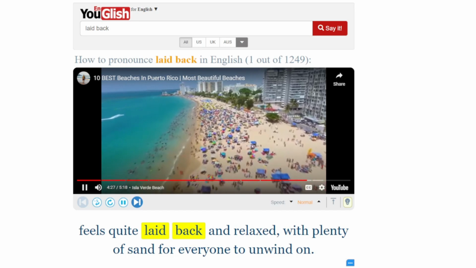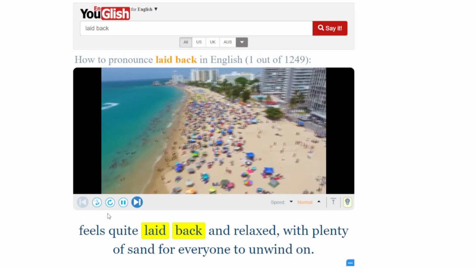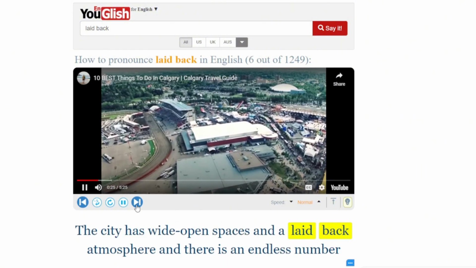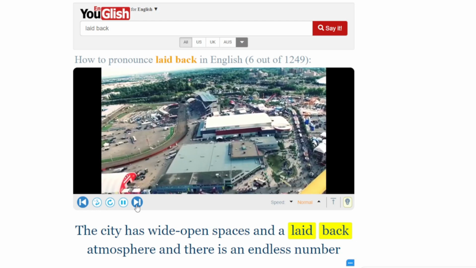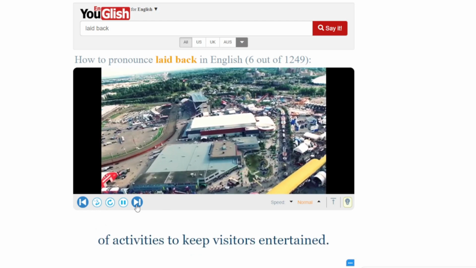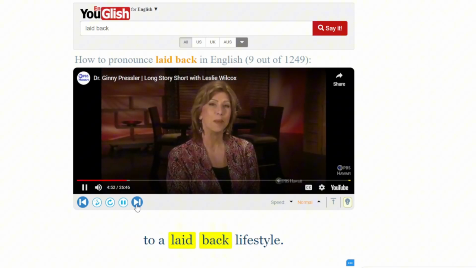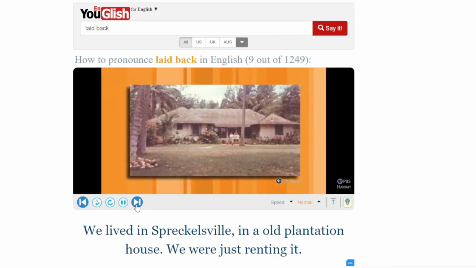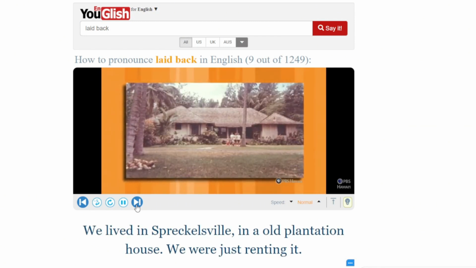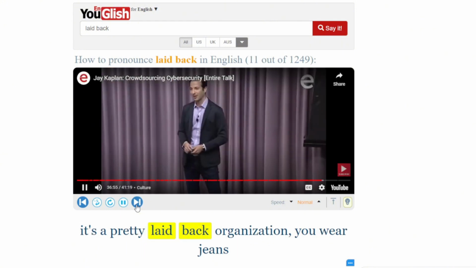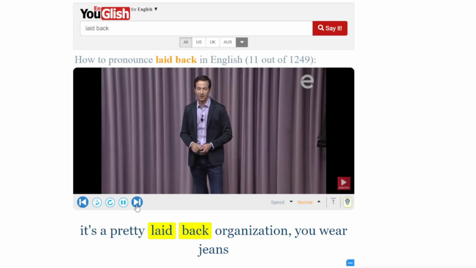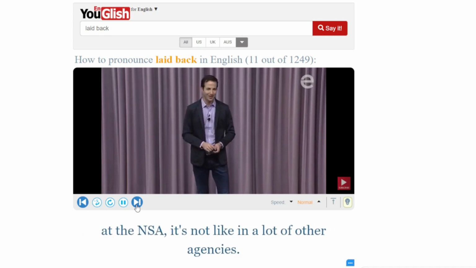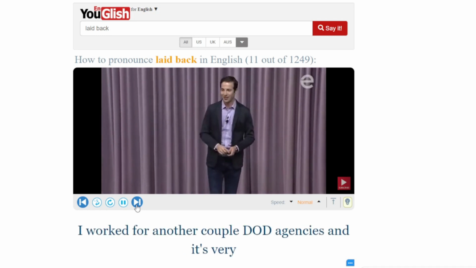Isla Verde, it feels quite laid back and relaxed, with plenty of sand for everyone to unwind on. And at number 1 is Flamenco. The city has wide open spaces and a laid-back atmosphere, and there is an endless number of activities to keep visitors entertained. To a laid-back lifestyle. And you lived where on Maui? We lived in Sprecklesville in an old plantation house that we were just renting. I mean, it's a pretty laid-back organization. You know, you wear jeans and a t-shirt, and people are pretty geeky and nerdy at the NSA. It's not like that in a lot of other agencies I worked for.